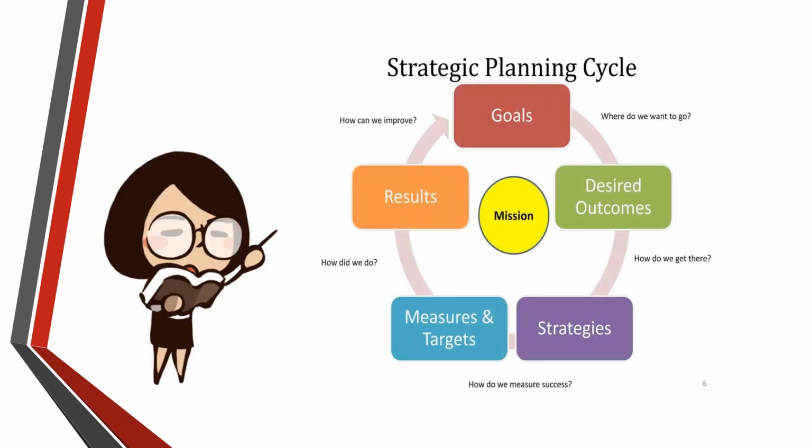Strategic planning cycle. First of all, a mission needs to be developed. The strategic planning cycle begins by setting up a goal and thinking about the desired outcomes. Desired outcomes can be achieved by making the strategies, and then come measures and the targets. Performance can be assessed by observing the results. Results can be improved by setting up another goal.